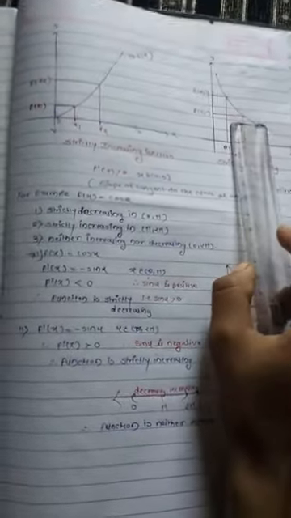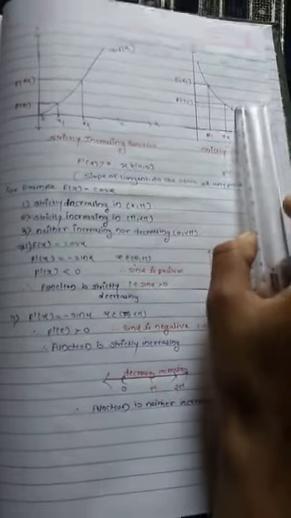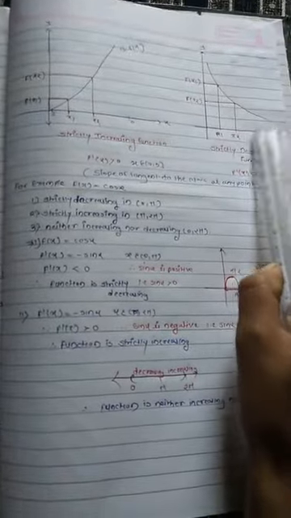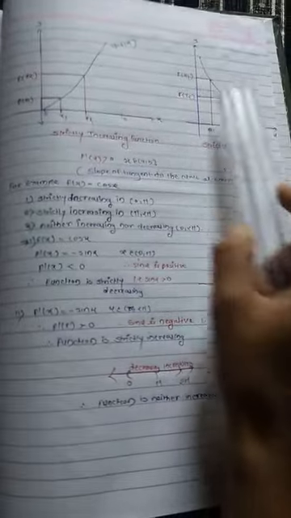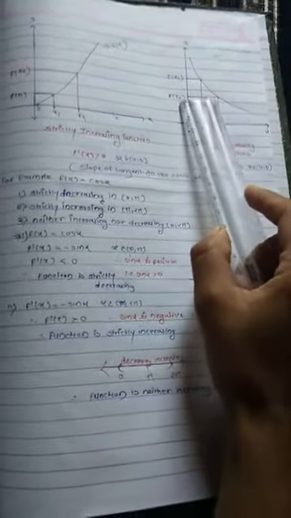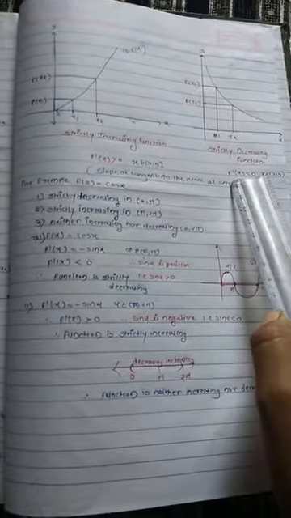And strictly decreasing function, consider function y = f(x). Function f is said to be strictly decreasing on the closed interval [a, b] if x2 > x1, then the image of x1 is f(x1) and the image of x2 is f(x2), f(x1) > f(x2). Therefore, for a strictly decreasing function, f'(x) < 0.